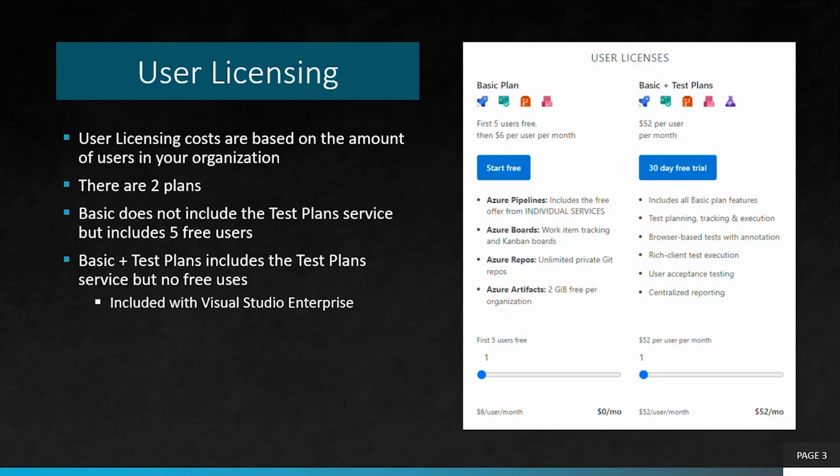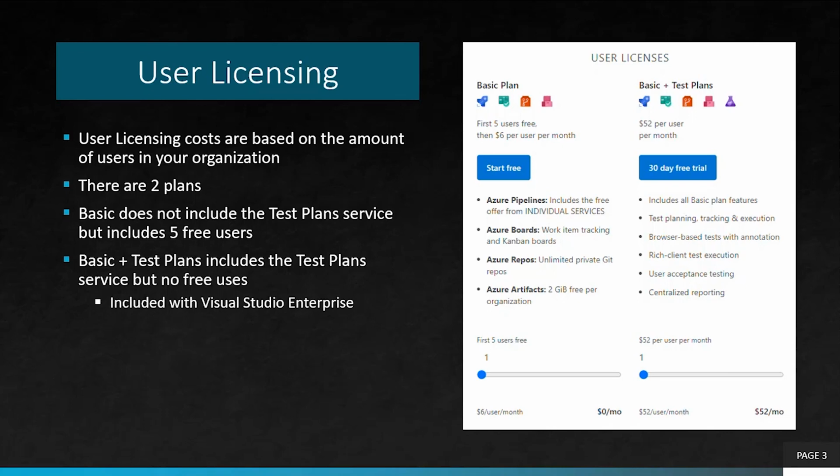And the basic does not include the test plans service, so you have to be aware of that. So you will not have access to the test plans in the basic plan. But if you want the basic including the test plans, or what they call the basic plus test plans, then you have access to the test plans, but you do not have access to those 5 free users. So for each user you would have to pay $52 per month. So that's basically the cost structure for the user licenses and what they include.